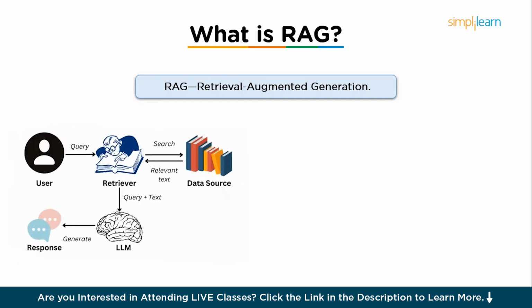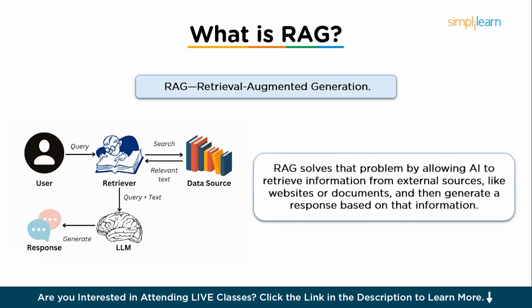Imagine having an AI assistant. Normally, this assistant knows a lot about general topics, but when you ask it about something new or specific, it's just guessing. It's like asking someone who knows a lot of general facts but hasn't read the latest book on your favorite subject. RAG solves that problem by allowing the AI to retrieve information from external sources like websites and documents, and then generate a response based on that information. It's just like giving your assistant a superpower where it can look up answers on its own rather than just relying on what it already knows.